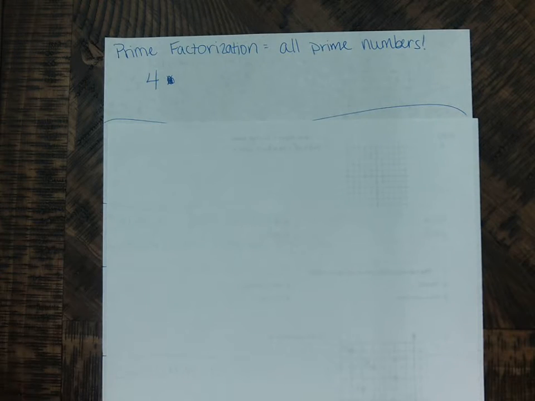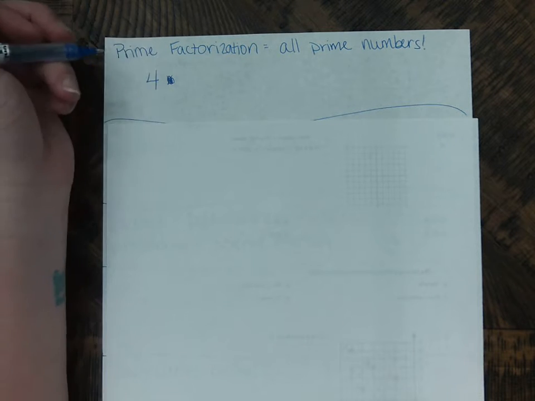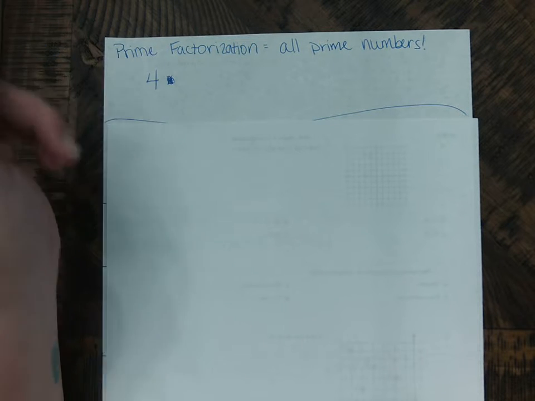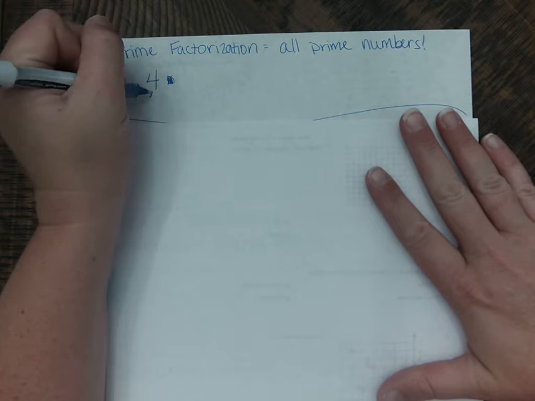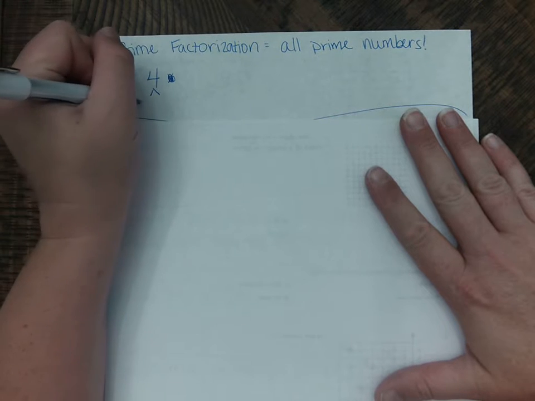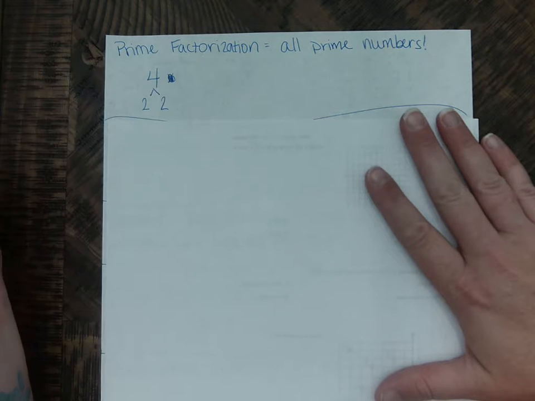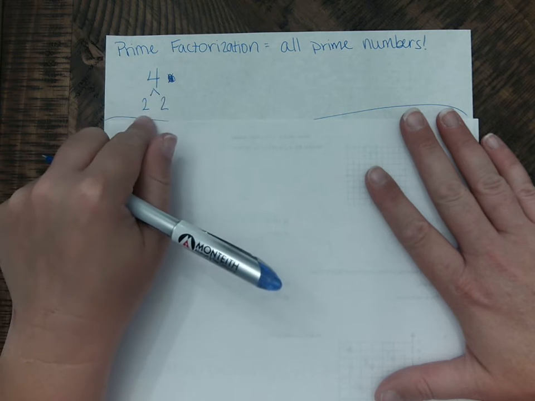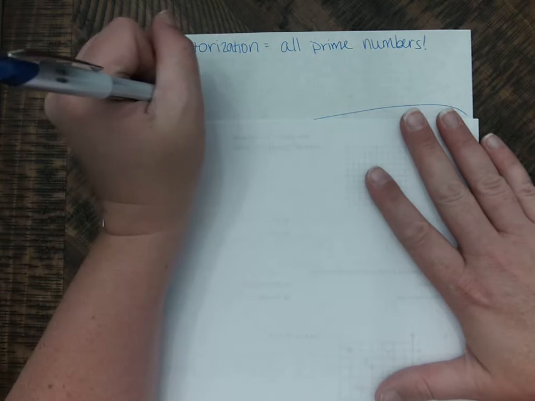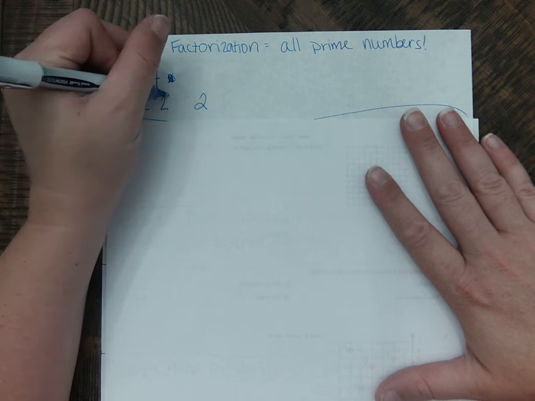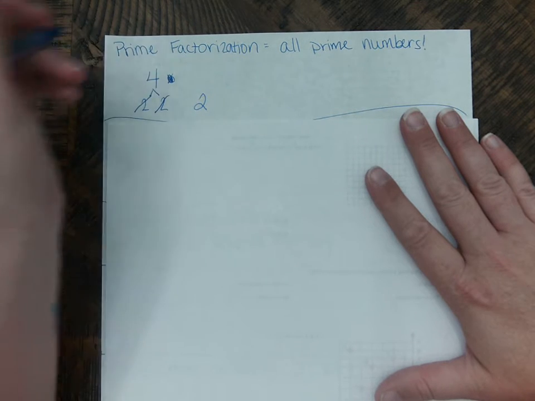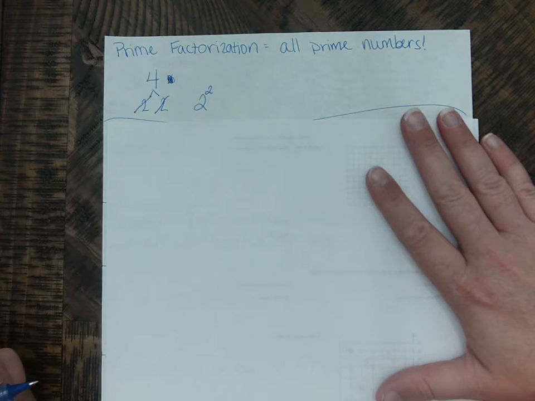So prime factorization means that we use all prime numbers. So if I said, what's the prime factorization of 4? I'm going to look at what 2 numbers I can multiply to get to 4. So what 2 numbers can I multiply to get to 4? 2 times 2. Now 2 is a prime number. Okay, so I'd write 2, and then I would write how many times do I see the number 2? I see it 1, 2. So the exponent would be 2.